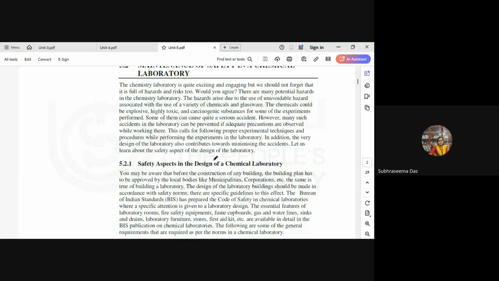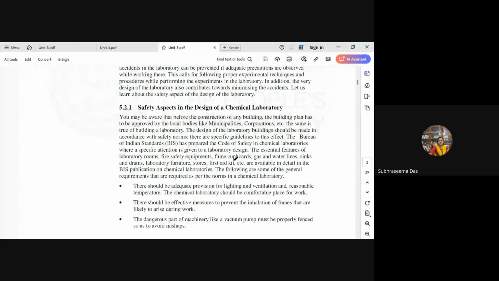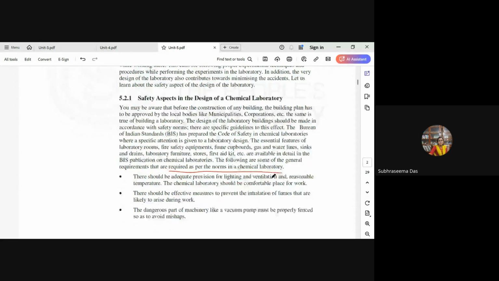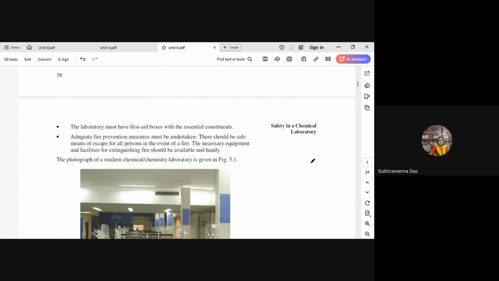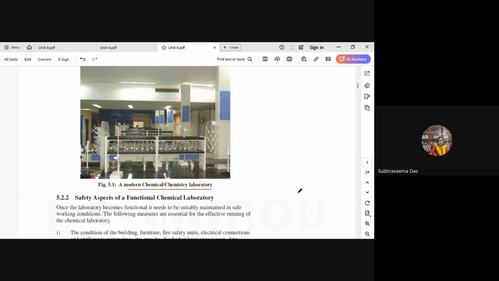Now we know there are many potentially hazardous and dangerous chemicals present in a chemistry lab. First, some of the general requirements while setting up a lab are: there should be adequate provision for lighting and ventilation, so it should be a well ventilated and well lighted area. There should be effective measures to prevent the inhalation of fumes that might arise during experimental work. The dangerous parts of machinery must be properly guarded so as to avoid accidents. The laboratory must have sufficient first aid boxes with the essential constituents. Fire prevention measures must be present. There should be sufficient means of escape for all persons in the course of a fire. Here in figure 5.1 we can see a modern chemical laboratory.